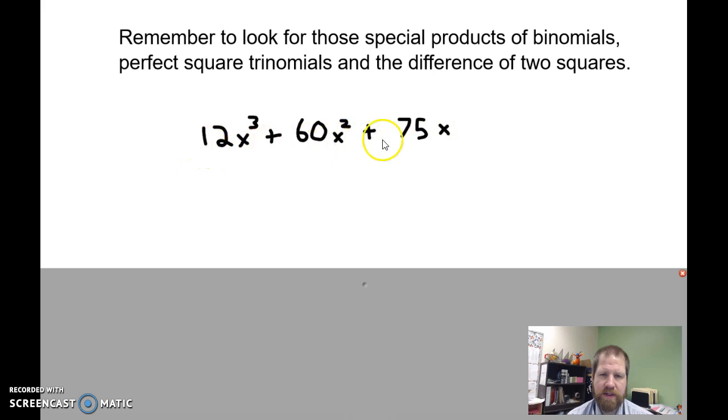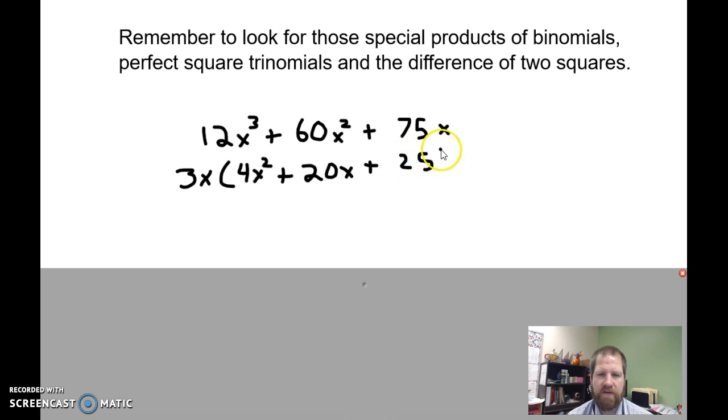So if I'm looking for my greatest common factor, let's see, I got 5, 25, I got 10, 20, 30, 3, I got 3 and 4. Looks like 3 is going to be my greatest common factor, and I've got at least one x on all my terms, so 3x is going to be my greatest common factor. 3x times 4x squared is 12x cubed. 3x times 20x is 60x squared, and 3x times 25 is 75x.